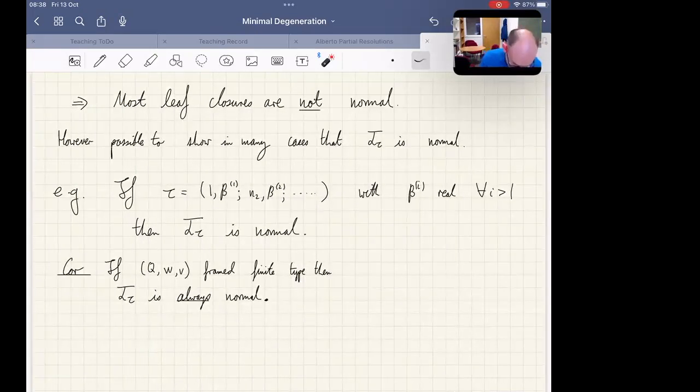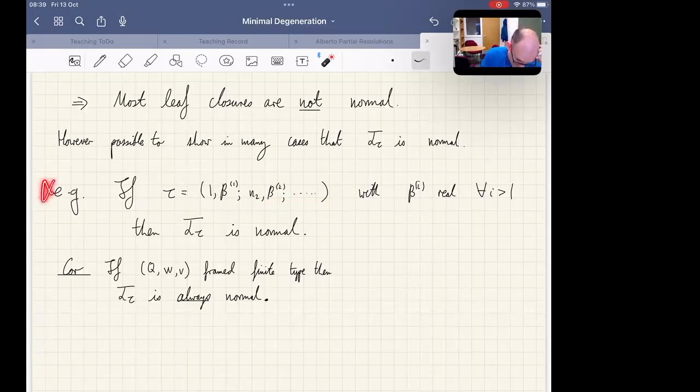But in many cases, though, you can show that leaf closures are normal. And so let me give one sort of easy example. So if I have some tau where the first coefficient is 1, and I assume that every other beta that occurs is a real root. So somehow when you come to look at these leaf closures, the real roots really don't play a role. You can essentially ignore them, which is why we can do this. In that case, the leaf closure is normal.